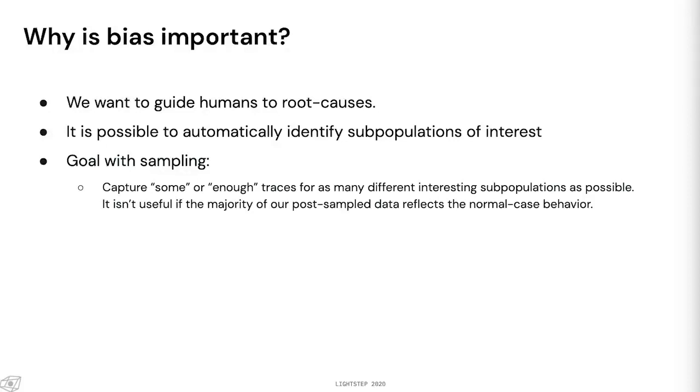So if we have a bunch of post-sample data that just looks like normal behavior, this isn't useful to the user. We want to bias our sampling towards the traces that have abnormal behavior.